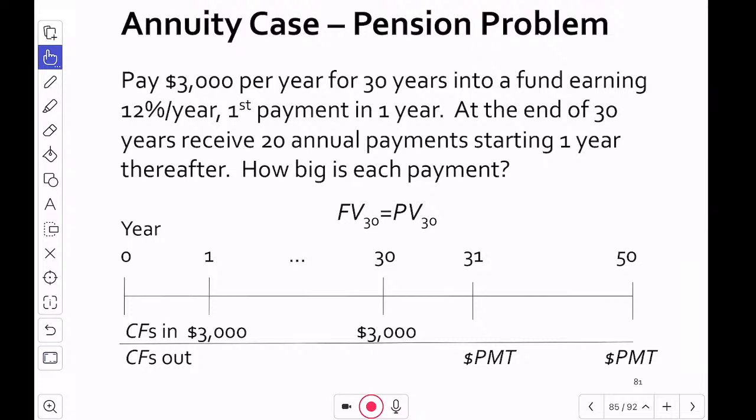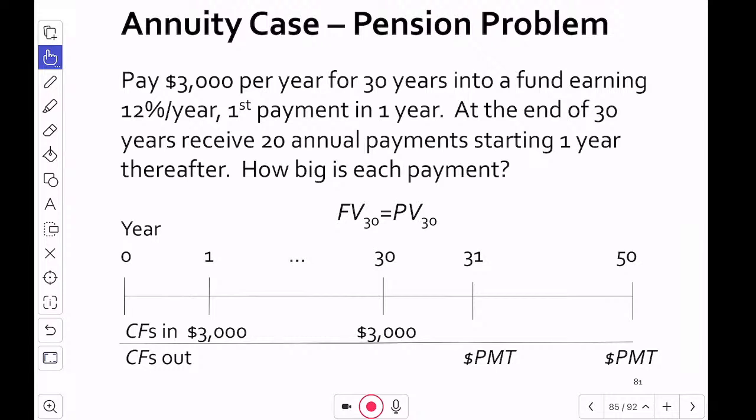Next problem, and I think we're almost done. So here's another application. Oh wait, somebody had a question. Okay, Felix asked, what happens if I have the first cash flow in 6 months and all the others in 1 year?